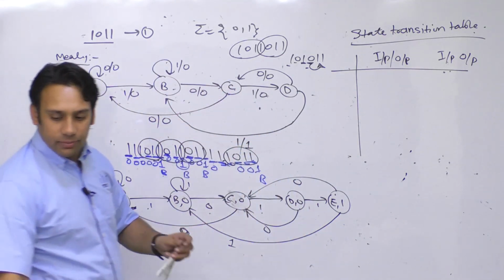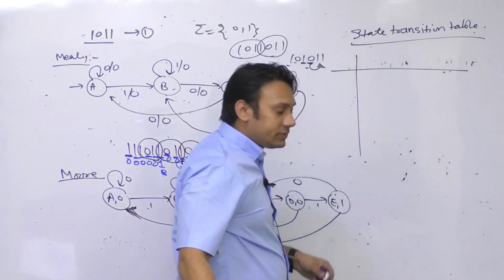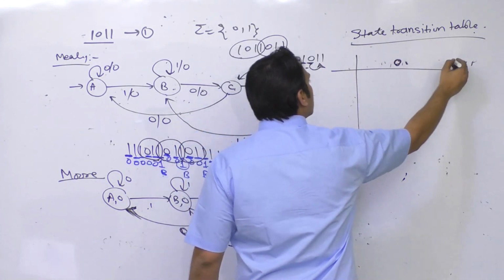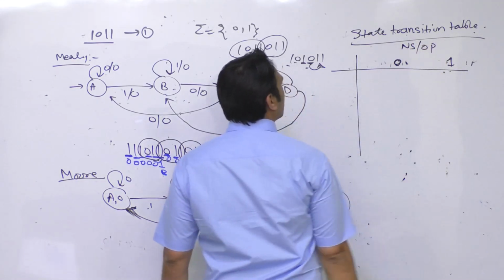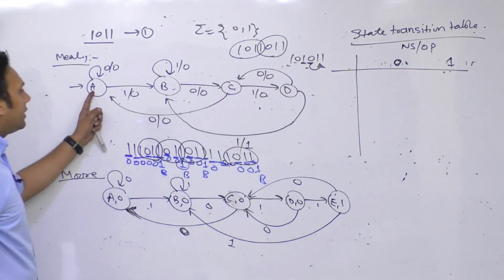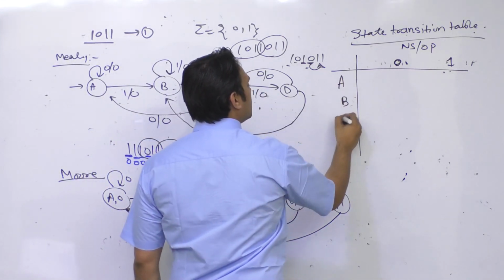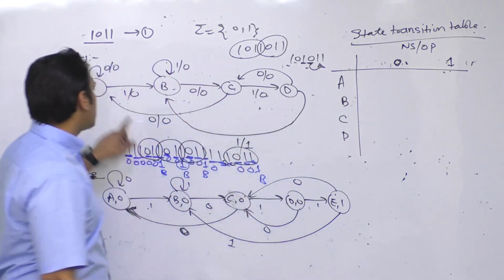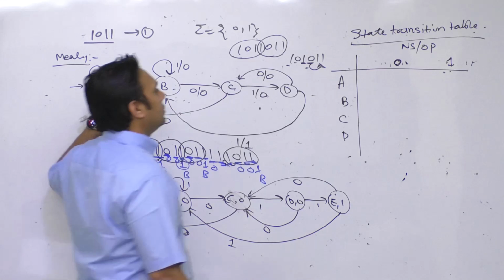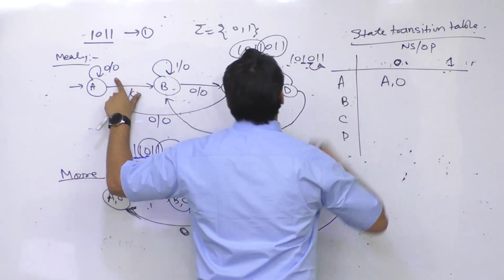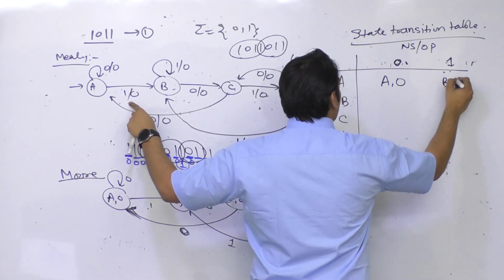So instead of this, let me represent it in another fashion. Let me say this is for the input 0, this is for the input 1. So I'm going to represent the next state and the output. Here we have 1, 2, 3, 4 states, which are A, B, C and D. In state A, if you give a 0, you go to state A again and the output is 0. In state A, if you give a 1, you go to state B and the output is 0.